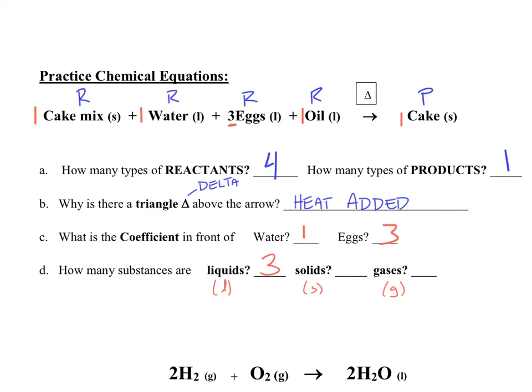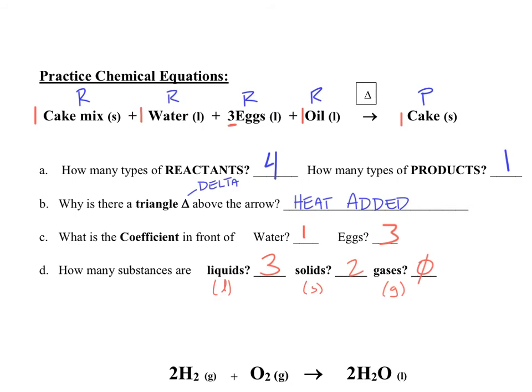All right, how many solids do I have? Well, I've got cake mix is a solid, and the actual cake is a solid. So that's 2 solids. And looking for any gases, I think that covers everything. So we don't have any gases in this equation.